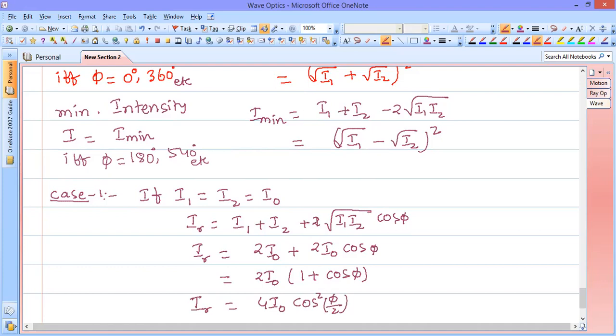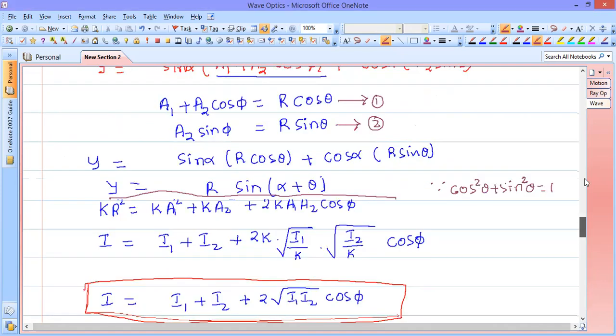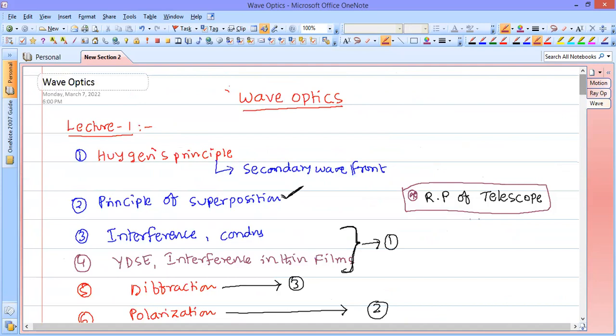The same principle we'll use in the YDSE experiment and even in one of the cases of interference in thin film. Have you seen this equation anywhere? Yes, sir, I've seen this equation. That means if you go to our first page, in this class we discussed up to here.